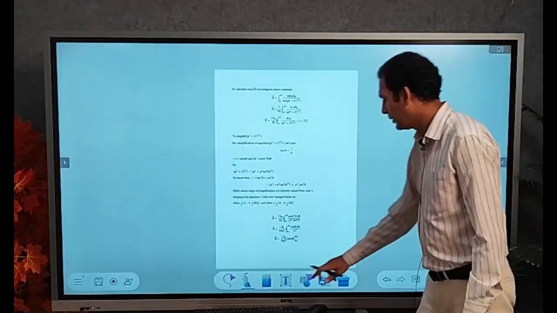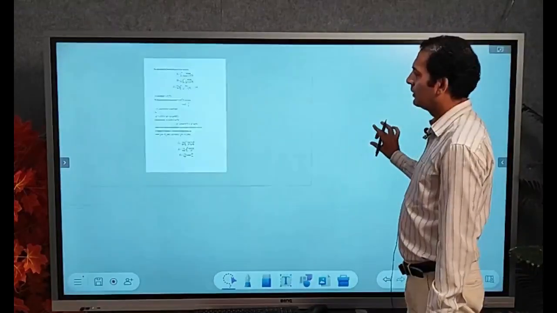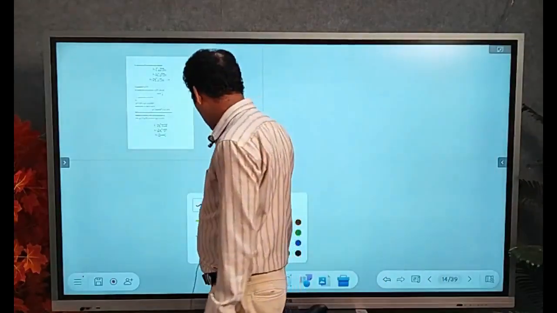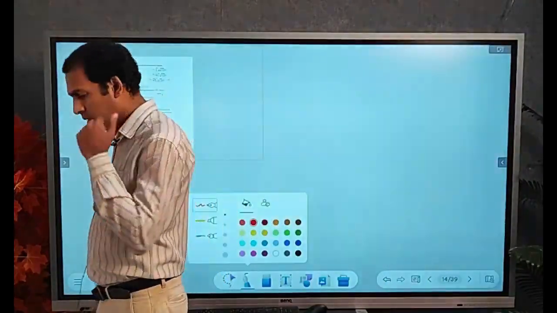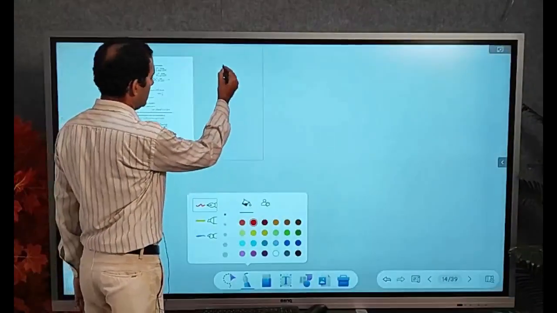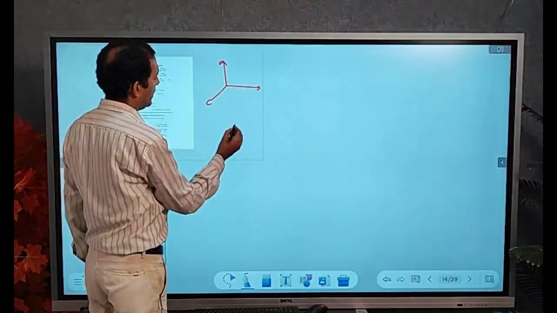So now what we have to do is consider the limits. Now the conductor is present on the z axis, so it will have some limits, length 1, length 2. Suppose this is a coordinate system.